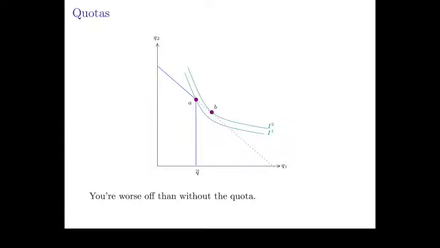If you pick this bundle A, then your ideal bundle, if there were no quota, remember your budget line was going to look like this, right? It was going to be this L1 on the previous slides. From that budget line, you would have been able to pick this bundle B, which you would be better off with than bundle A. So if your preferences look like this, then you're worse off with the quota than without.